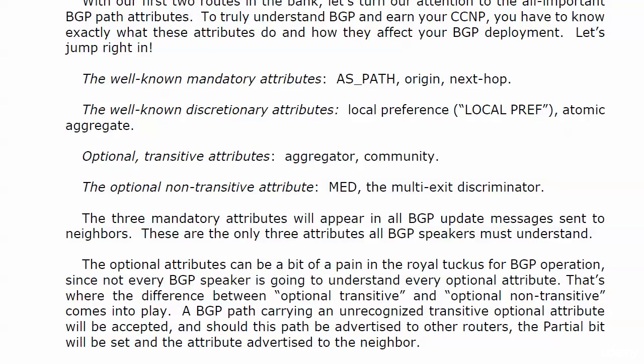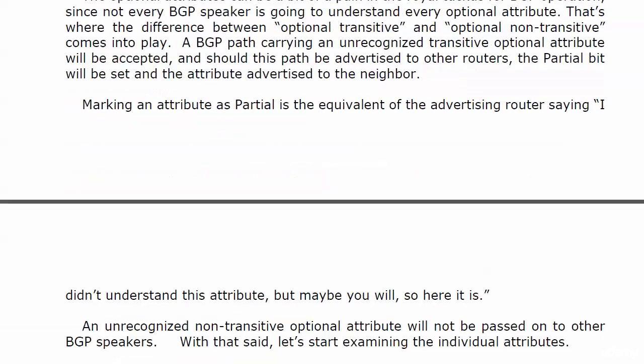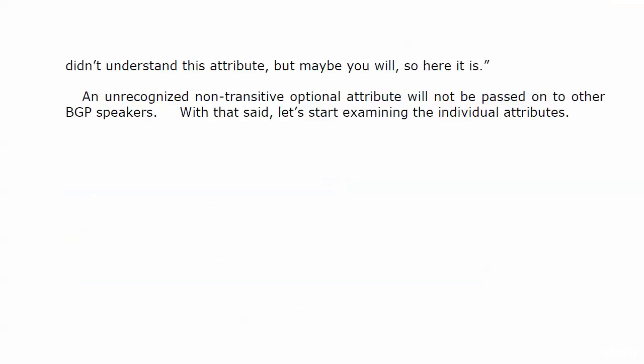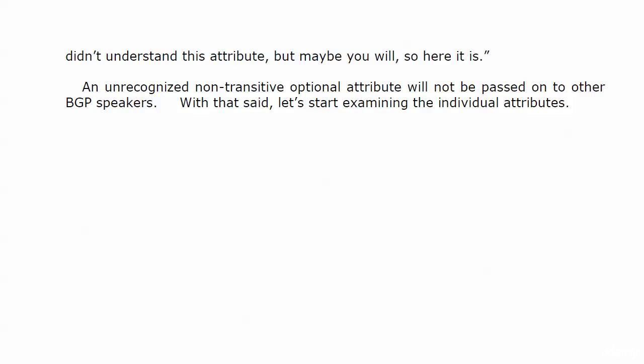Now, the optional attributes can be a bit of a pain when it comes to BGP, because again, not every BGP speaker is going to understand every optional attribute. And that's where the difference between optional transitive and optional non-transitive comes into play. A BGP path that's carrying an unrecognized transitive optional attribute will be accepted, and should that path be advertised to neighbors, the partial bit will be set and the attribute advertised to the neighbor. Marking an attribute as partial is really the equivalent of the advertising router saying, hey, I didn't understand this, but maybe you will, so here it is.